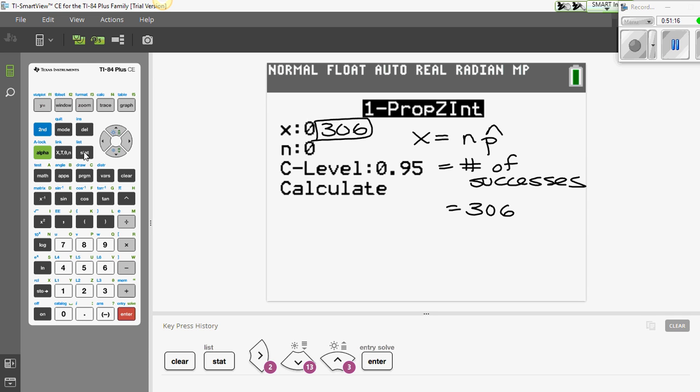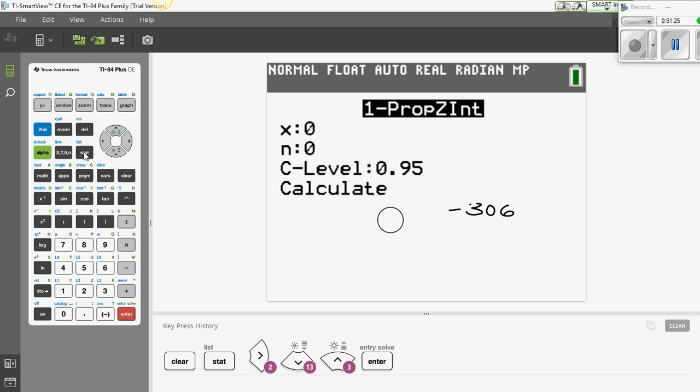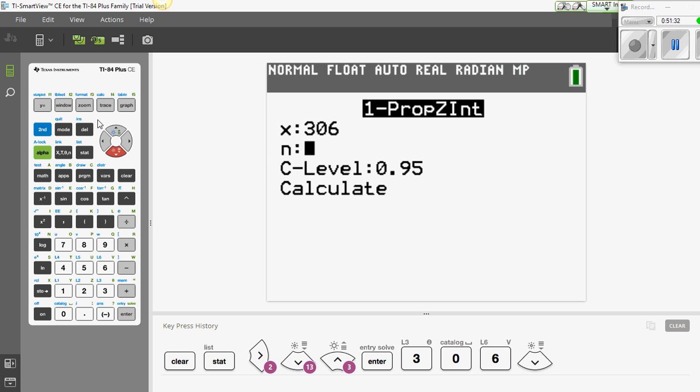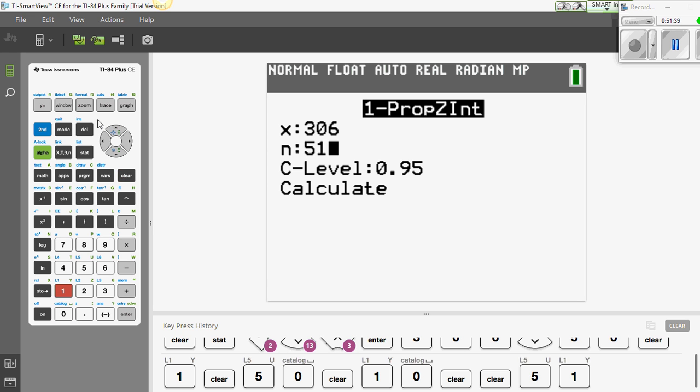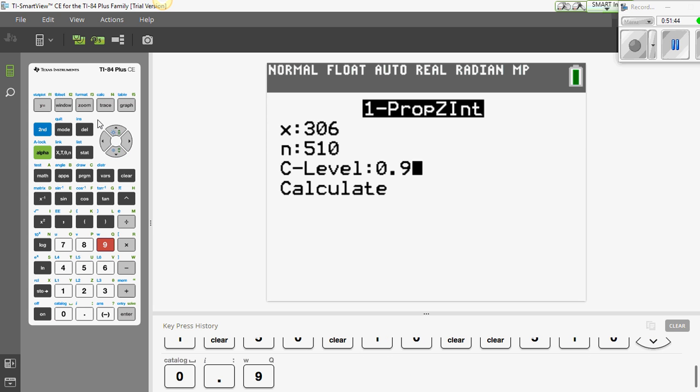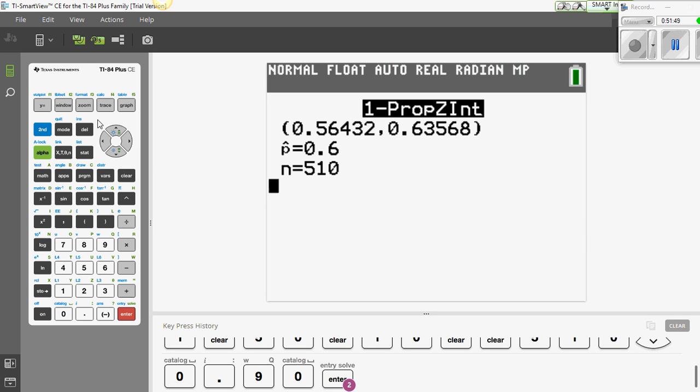What was your sample size? 510. And what was your confidence level? 90. Go ahead and calculate that once you change all those. I'm going to do it up here. So I have 306, right? 510. Apparently it doesn't like the number 1. Did you guys get the same interval?